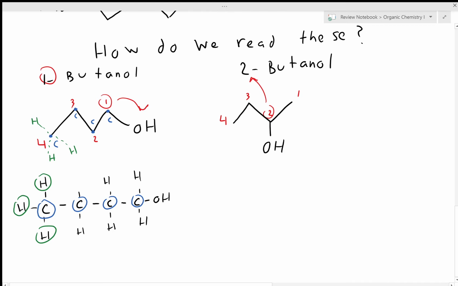We know this carbon has 2 bonds here, 1, 2. So we know that there would be 2 H's. Oh, sorry, I didn't draw it. There it is. And as you keep going, that's how you know there's 2 H's on this first carbon.